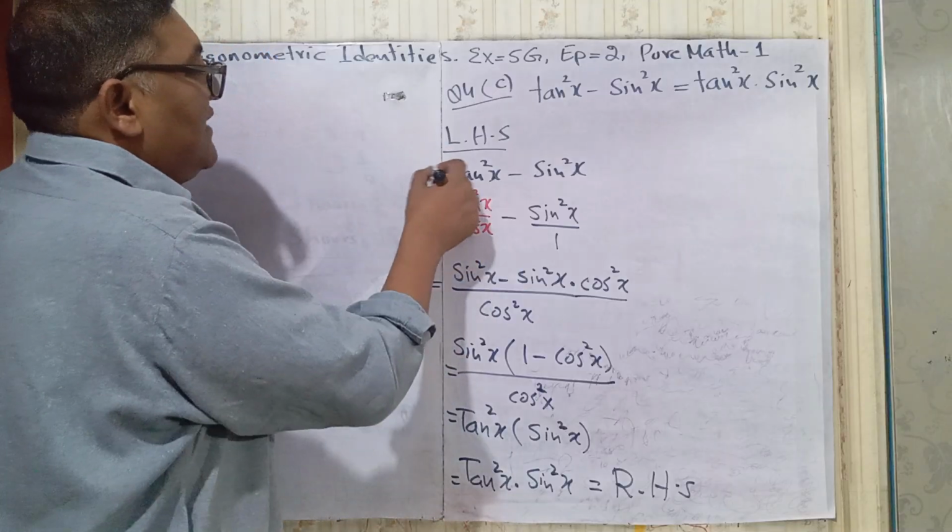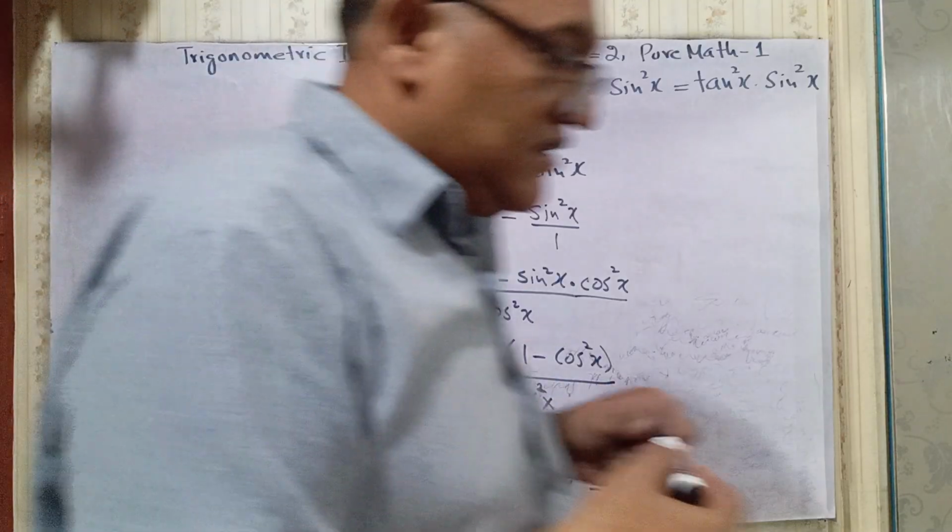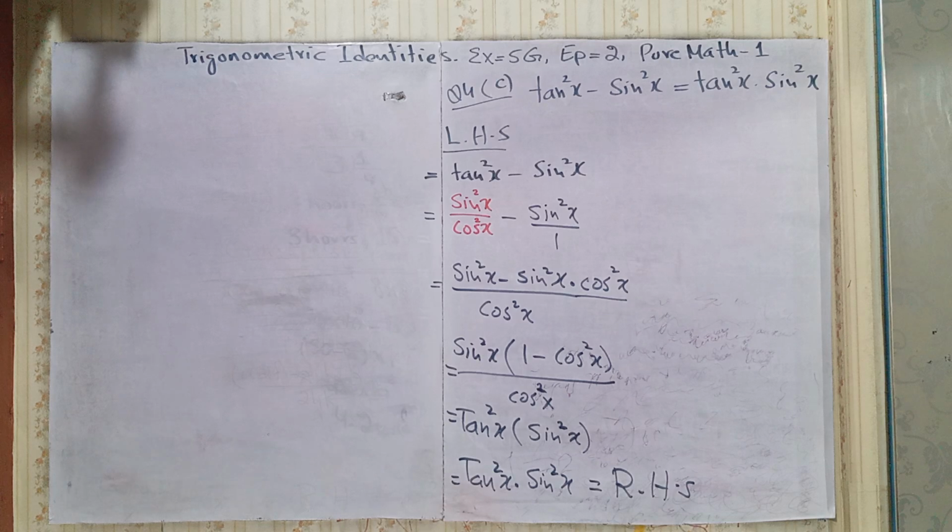I hope you understand this, and this is how you will prove that the left hand side is equal to the right hand side. So this is how we are done with the question number 4 and its C part. If you want more time with that question, you can pause the video.